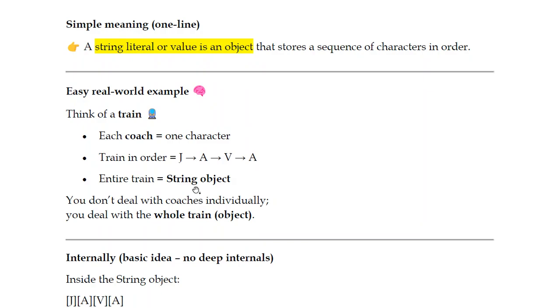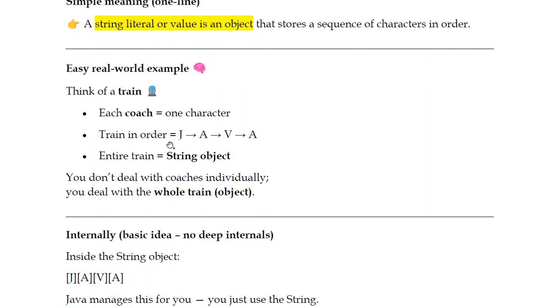Next, we can compare with a real-time example. Think of a train. Each coach has one character. Am I right? A coach, B coach, C coach. Assume the train has J, A, V, A in some order. So each coach is one character. Here J is one coach, A is one coach, V is another coach. They are present in some order. So the entire train is called the string object. The characters taken individually are called a sequence of characters in some order.